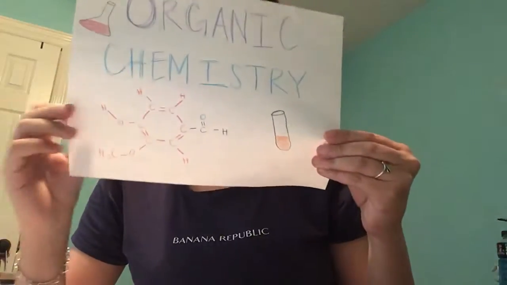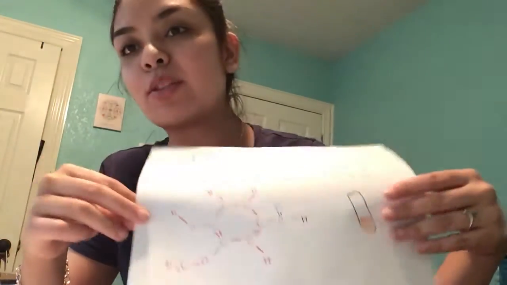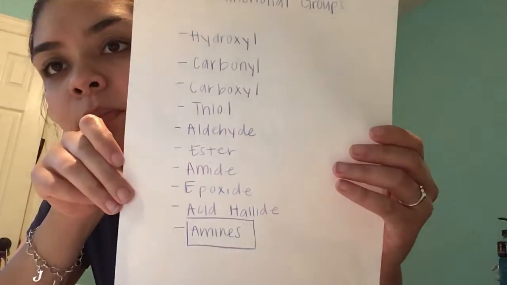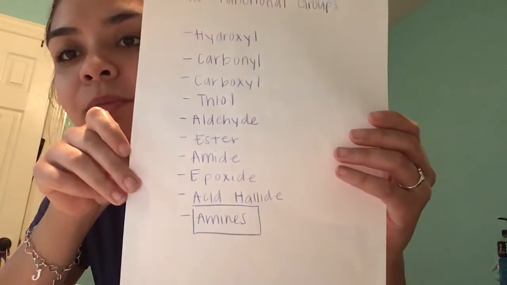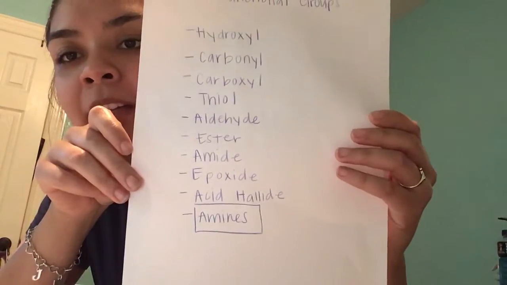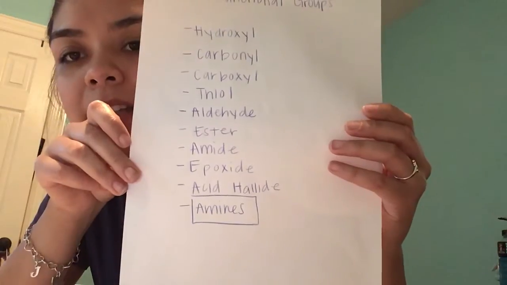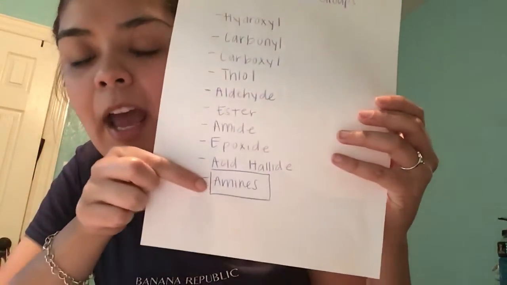In organic chemistry, we studied the structure and properties of organic compounds in various forms, such as liquids, gases, and solids. Some of the functional groups in organic chemistry are hydroxyl, carbonyl, carboxyl, thiol, aldehyde, ester, amide, epoxide, acid halide, and my favorite are the amines.